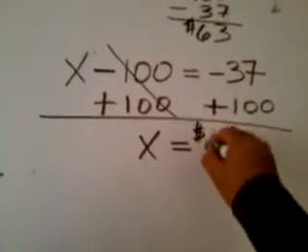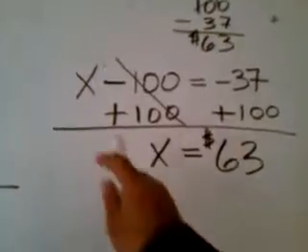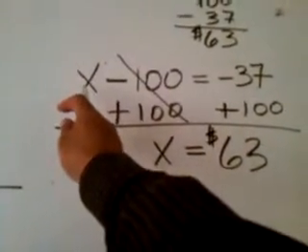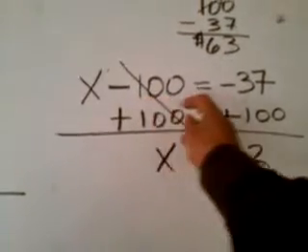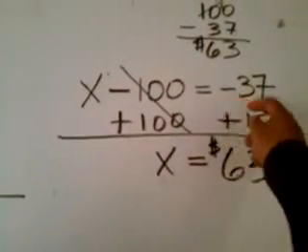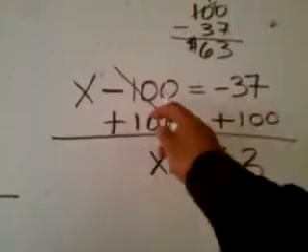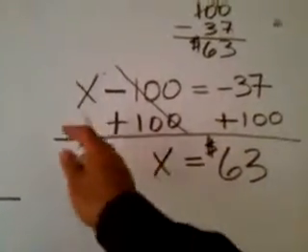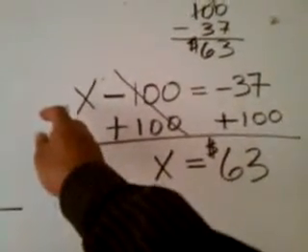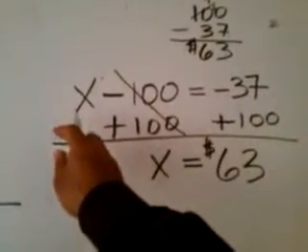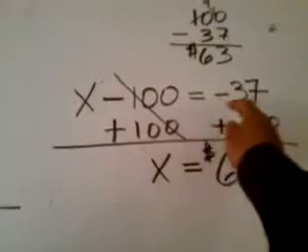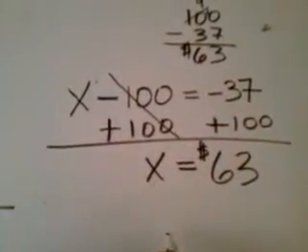So what does that mean? That means that Jim started with $63 in his account. He wrote a check for $100, and that left him with negative 37. That means he didn't have enough to pay the 100. And we know that's correct because if Jim had $100 in his account and he wrote a check for 100, he would have 0. But he started off with less money than what he wrote a check for, and that's why he has less money left in his account than 0.